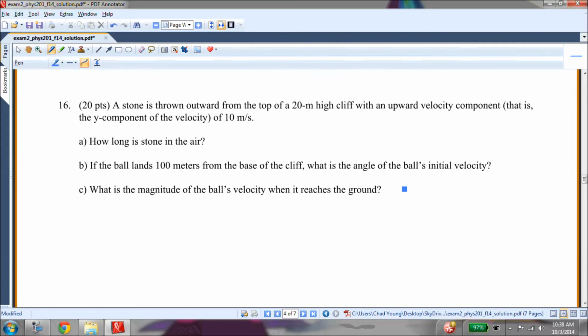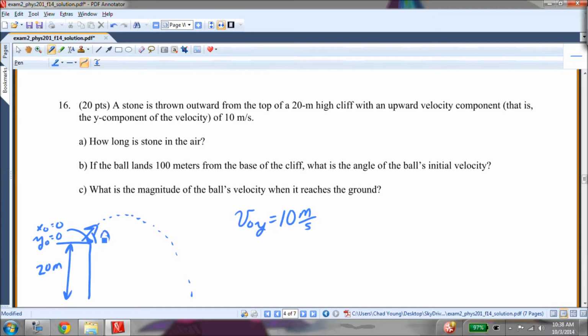All right, a stone is thrown outward from the top of a 20-meter high cliff with an upward velocity component. That is the y velocity. The y component velocity of 10 meters per second. Okay, so here I have this cliff. It's thrown. It looks like that. I know that this distance is 20 meters. I'm going to let my initial y naught be 0 and my initial x naught equal 0. That's going to refer to this location. And I know that the y component of the velocity, that's v naught y, the initial velocity, is 10 meters per second.